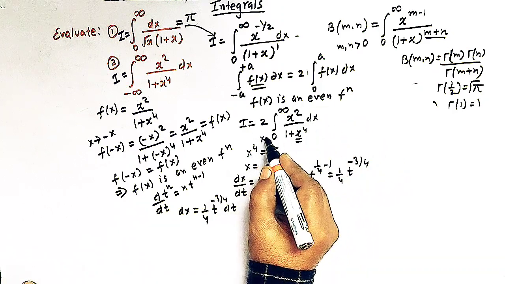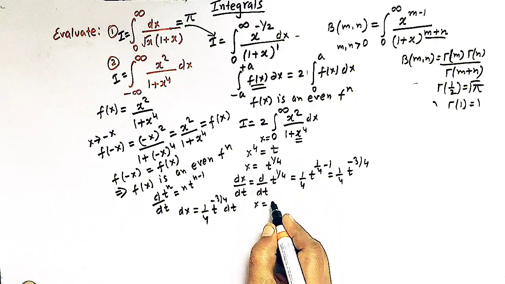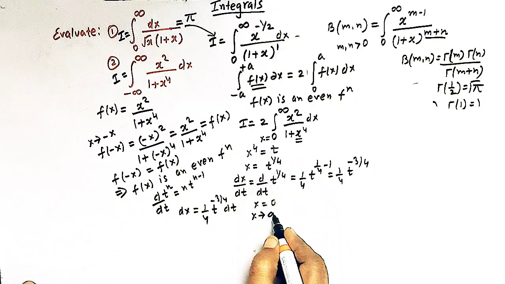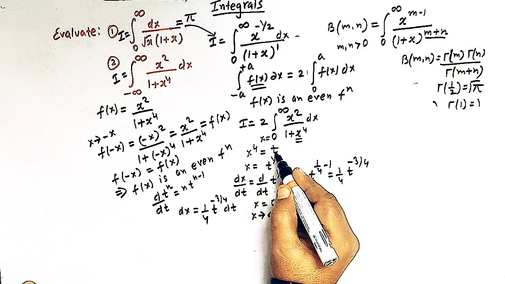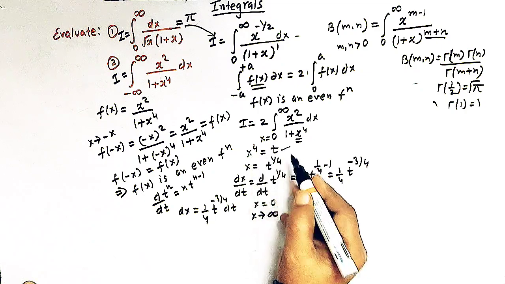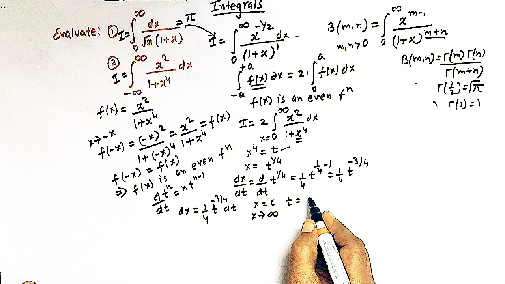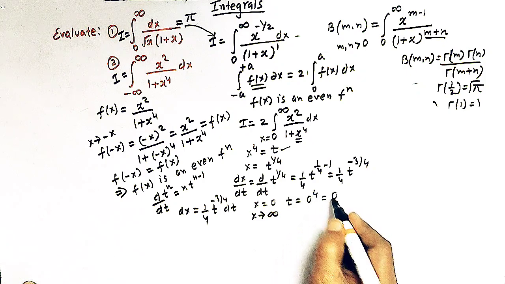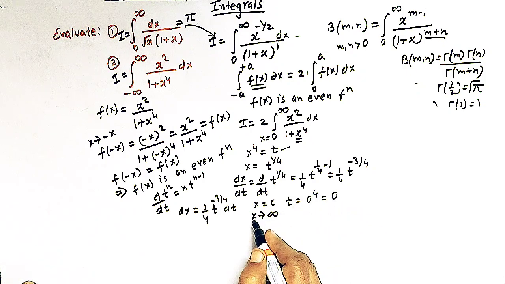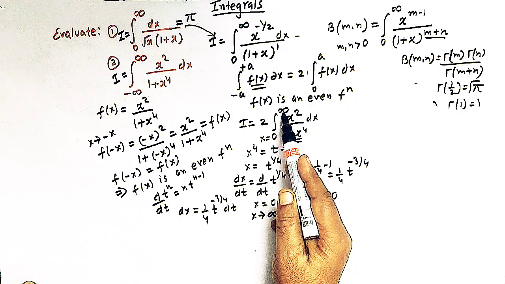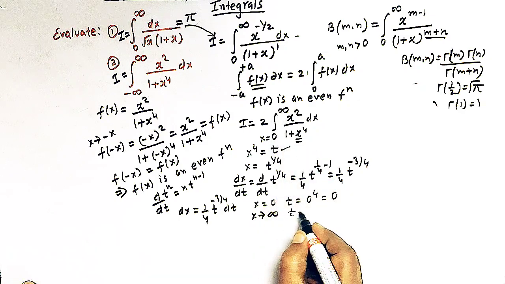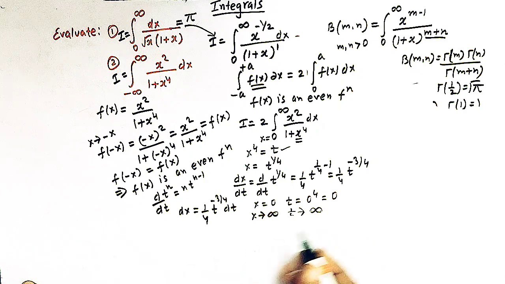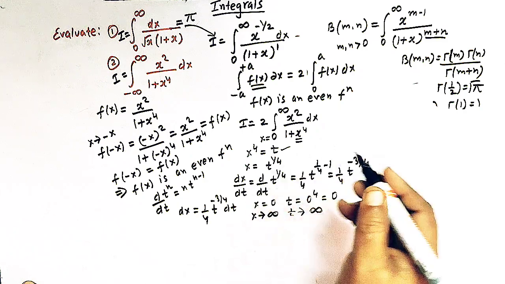So here x varies from 0 to infinity. So when x is 0, then the value of t can be obtained from this expression. So t is 0 raised to 4, that is simply 0. And when x tends to infinity, which is our upper limit, t also tends to infinity. So the limits remain the same.